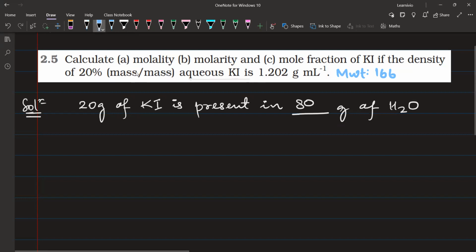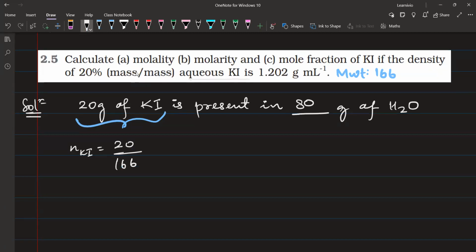Now, as soon as you have got grams and grams, you can calculate two things. You can calculate the number of moles, that means mole fraction and molality. Okay, so first of all, I will calculate molality because it is going to be easy. From here, I will say that number of moles of KI will be equal to 20 upon 166. Now, from 80 grams of water, I can say that mass of solvent will be equal to 80 upon 1000. Right? Because 80 is in gram, I want the mass of solvent in kgs. That is the formula for molality.